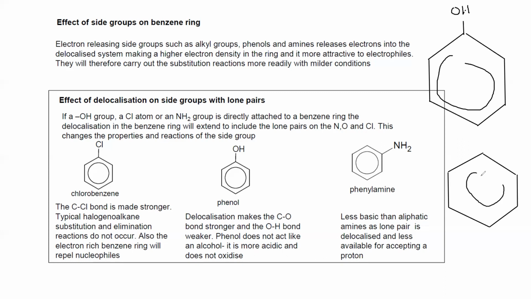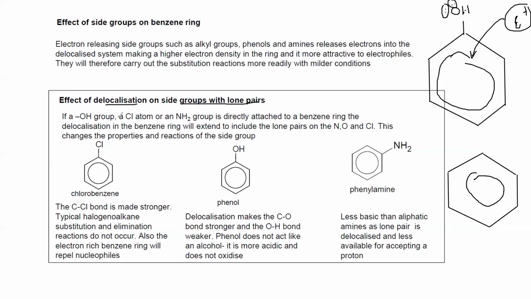What is the reason for that? Because OH has lone pairs. So these lone pairs increase the amount of electron density for the benzene. Because the pi electrons are there as a delocalized electron system, and there are already lone pairs, due to these lone pairs electron releasing groups increase the density of the benzene ring. As the electron density of the benzene ring increases, the electrophiles can be attracted easily towards the benzene ring. So that is the effect of delocalization on the side groups with lone pairs.